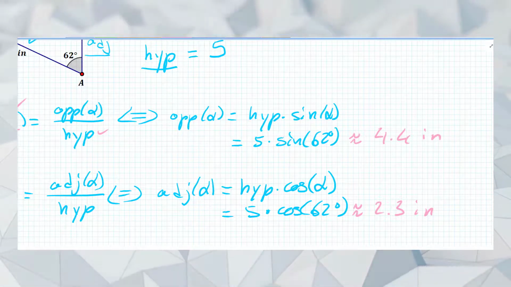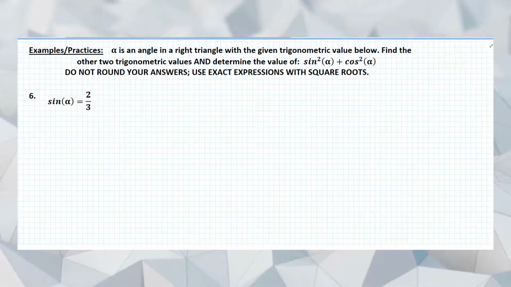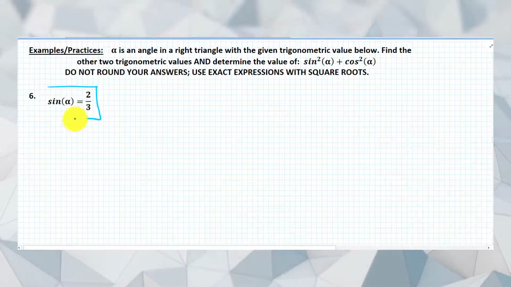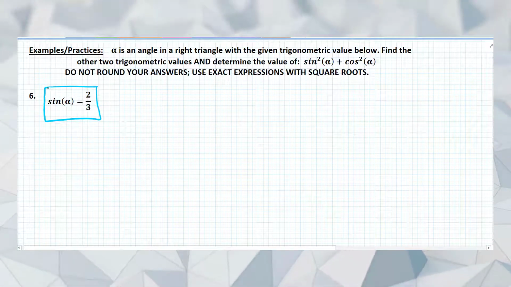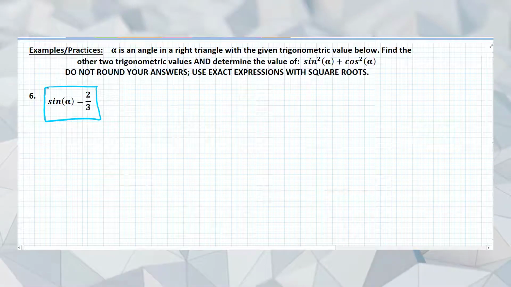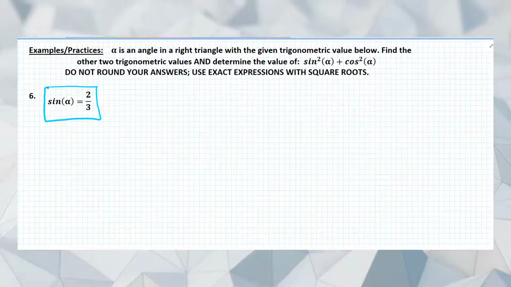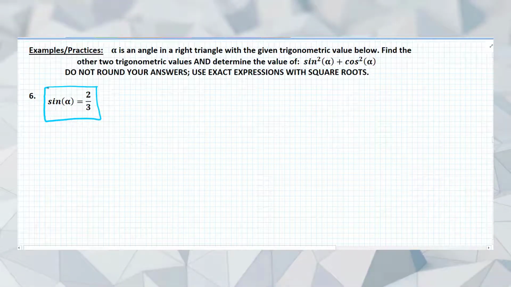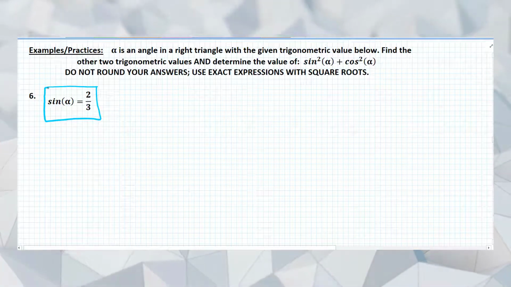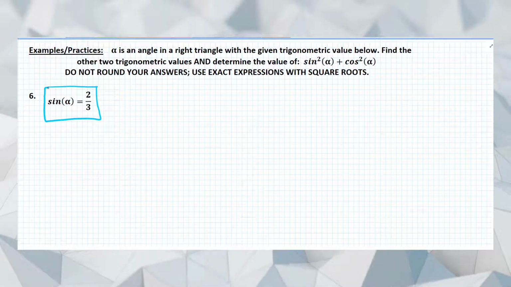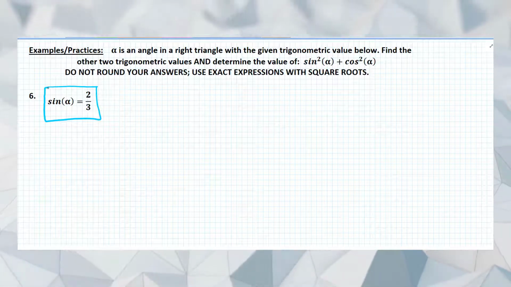Next set of examples. In the next set of examples, I am given a trigonometric value and I am asked to find the other two. So in number 6, I'm given the sine of alpha. I have to find the cosine and the tangent of alpha. And then I'm also asked to find the value of sine square plus cosine square. All right, so how do we do that?